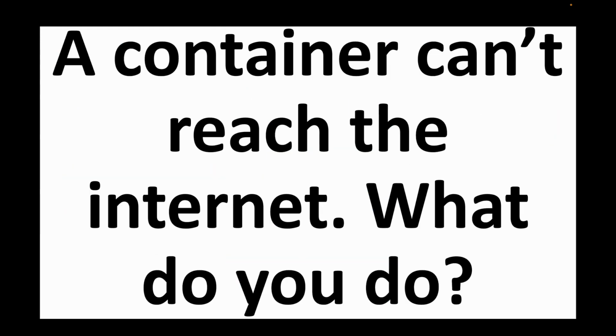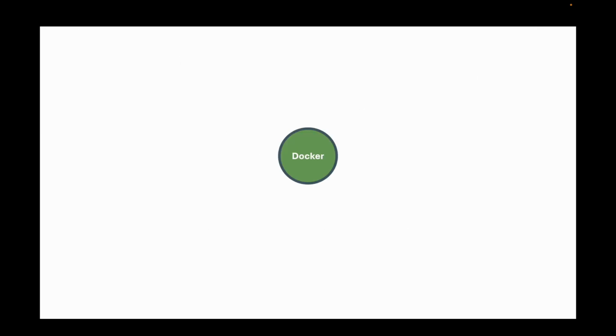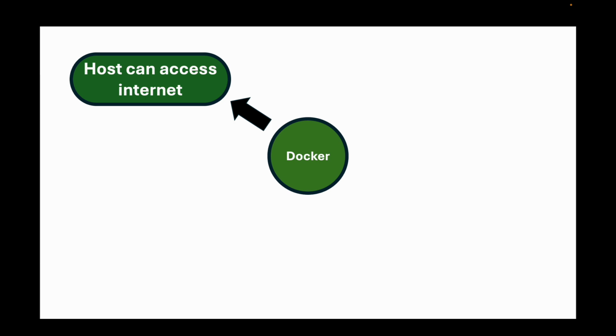The next question we have is, a container can't reach the internet. What do you do? So for this, we will need to identify and fix why a Docker container cannot access the internet, which is often necessary for pulling the packages, calling APIs, or for general outbound traffic.